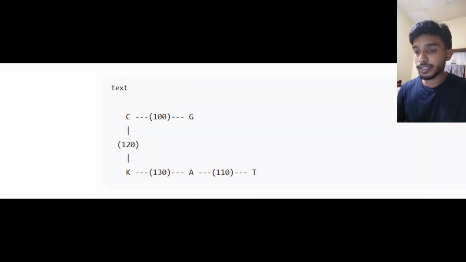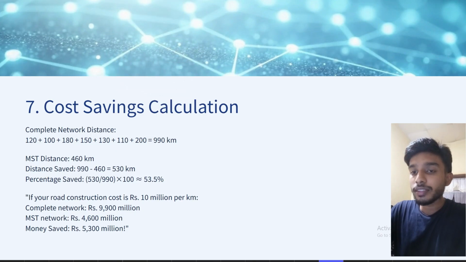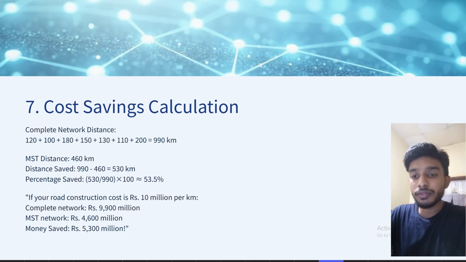Now you can see the final tree visualization. All cities connected. No cycle. Minimum total distance. Now you can see a cost saving calculation. Complete network distance is 990 km. MST distance is 460 km. Distance saved is 530 km. Percentage wise it is 53.5.